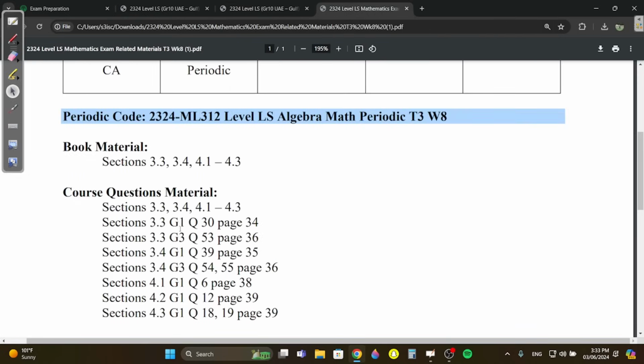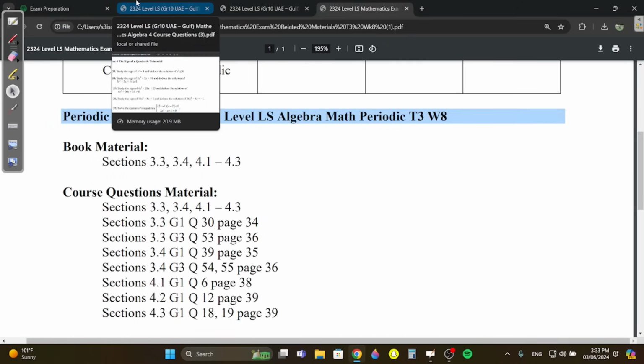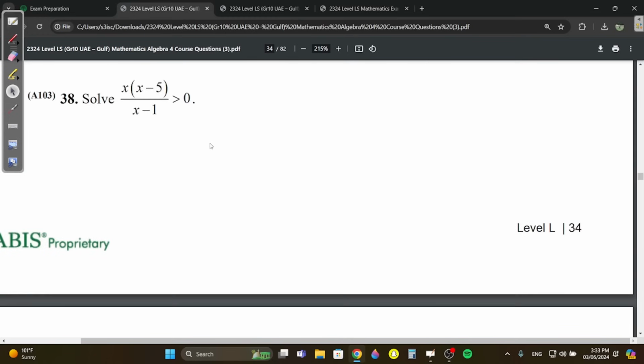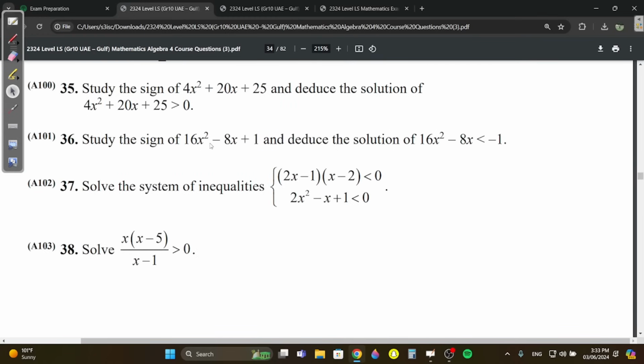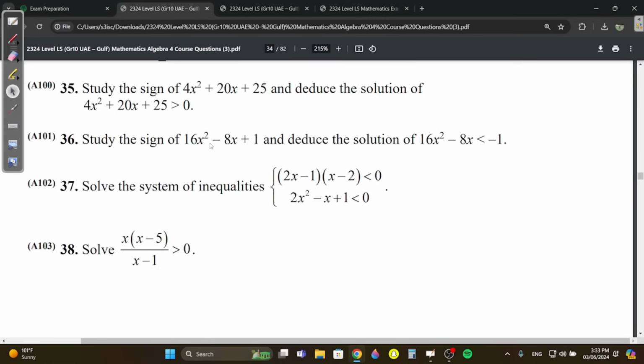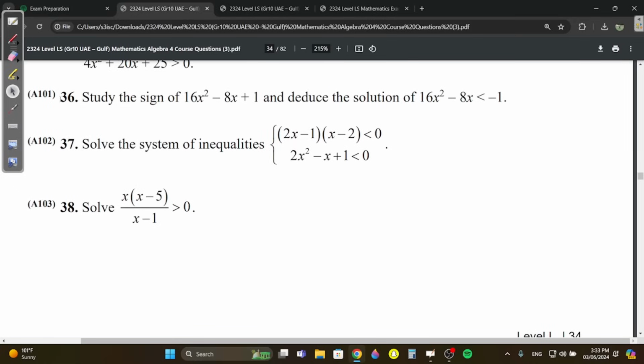Okay, what's after that? Page 35. Question 39. How is this page 35 in space? Anyway, question 39. You know what, before we go there, I'm gonna do these three.